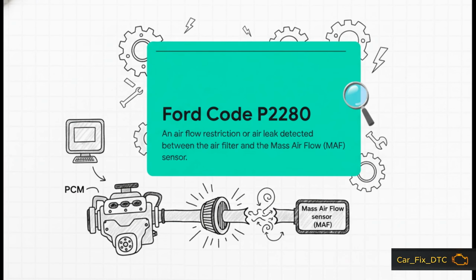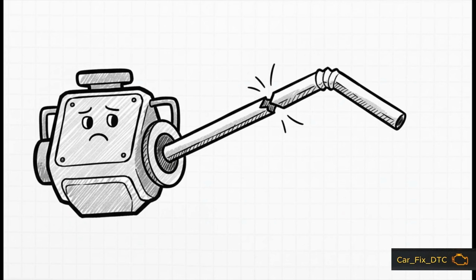Okay, so here's the official technical definition. Your car's brain, the powertrain control module, or PCM, has spotted a problem with the air coming into your engine. Specifically, it's seen an issue somewhere in that sweet spot between the air filter and the mass airflow sensor, or what we call the MAF sensor. Let's just break that down into plain English, because that was a mouthful.